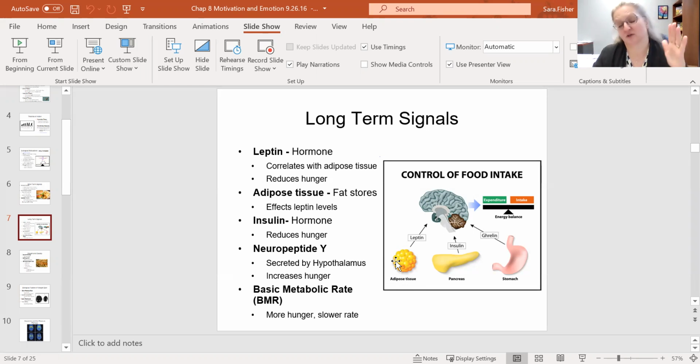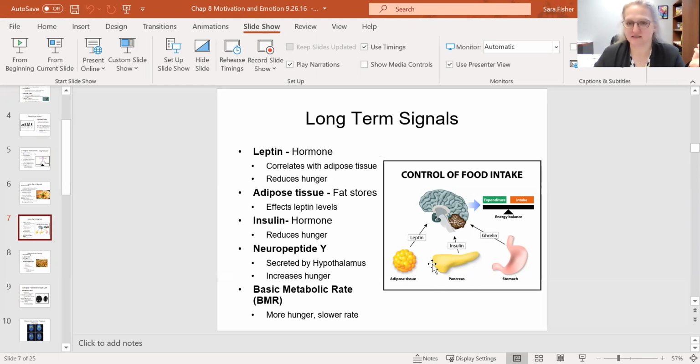So it illustrates how adipose, which is fat, and that's a quiz question too. What is adipose tissue? Adipose tissue is fat. That it is implicated in the level of a neurotransmitter or hormone known as leptin. So adipose releases leptin, and that influences appetite.